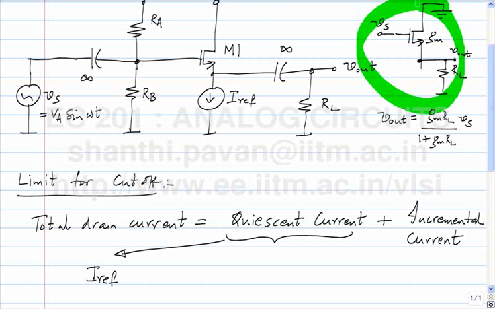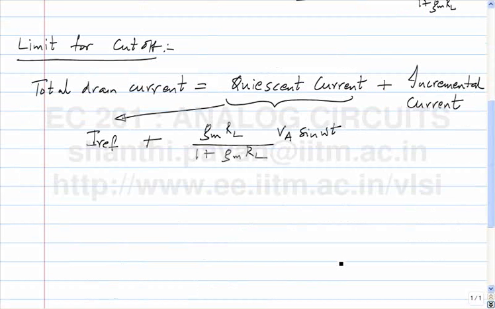The incremental current flowing through RL also has to flow through the transistor. The incremental current at the output, which is simply Vout by RL, also happens to be the incremental current to the transistor. But the output voltage is Gm RL by 1 plus Gm RL times Vs, which is Va sine omega t. This is the total drain current to the transistor. Oh, sorry, that's true. Divided by RL.